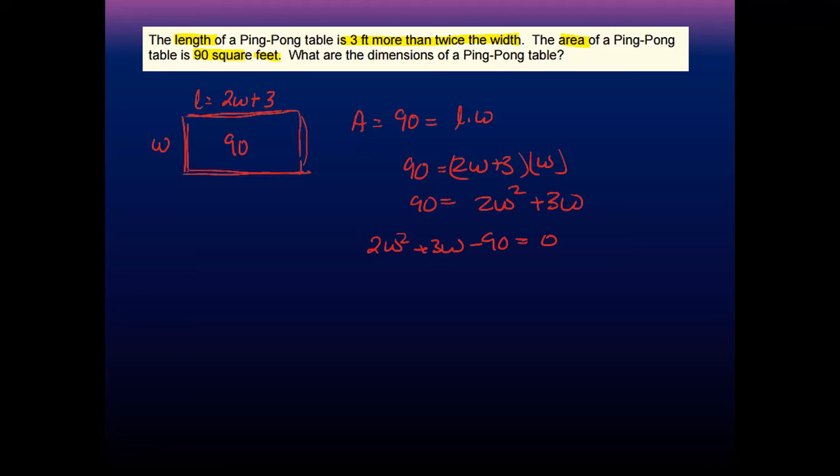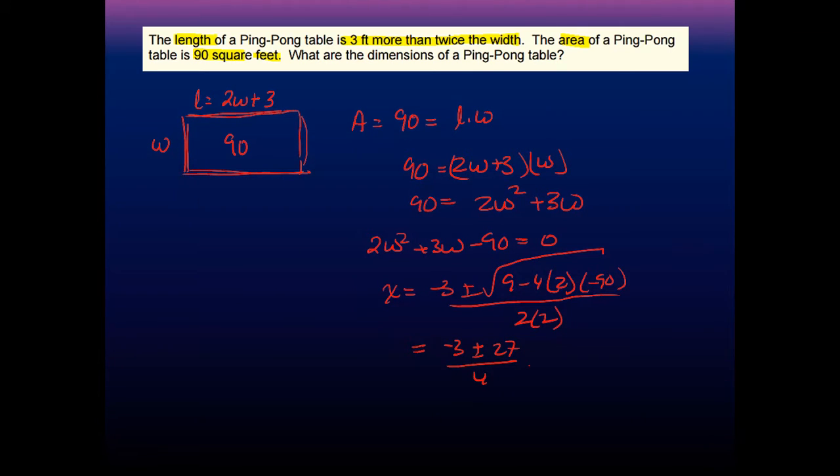Now, in the interest of time, I'm going to do the math a little bit quickly here. To solve this, you can do whichever way. I'll just use the quadratic formula: negative b plus or minus the square root of b squared minus 4ac, over 2a. When you do this, you get negative 3 plus or minus the square root of this whole thing, which turns out to be 27 over 4. And when you get this, you get two answers.